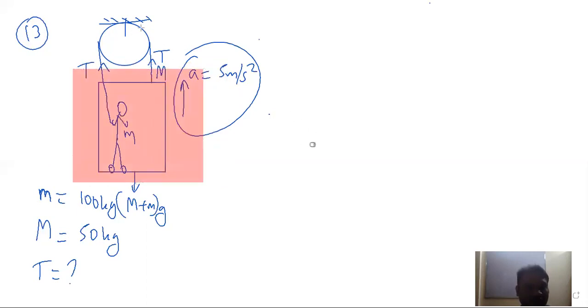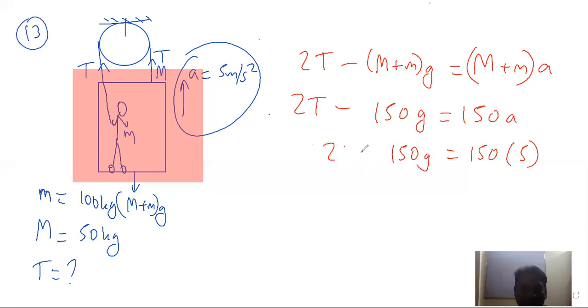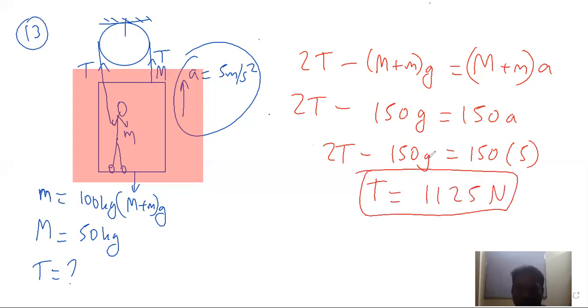On it we have an external force which is 2T in the upward direction and (M plus m) into g in the downward direction. So 2T force acts upward on this man plus lift system, which equals the total mass (M plus m) into acceleration. So our equation will be 2T minus 150g is equal to 150a. Let us substitute the value of a as 5. On solving, we'll get T is equal to 1125 Newton. So this is the answer to the first part of the question.